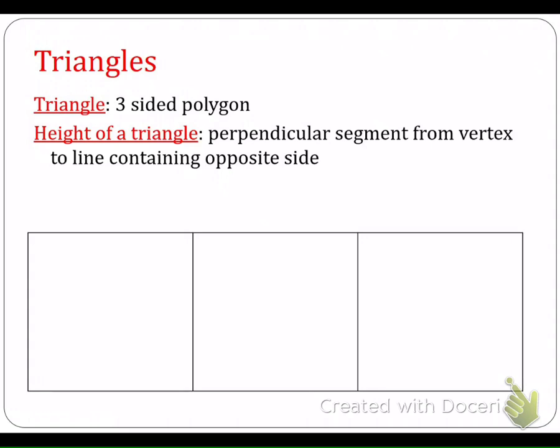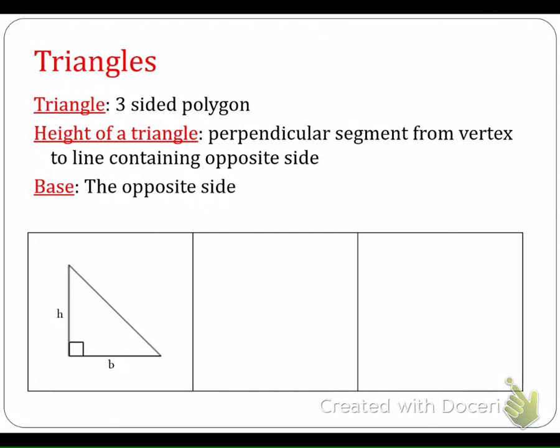But the base is always a side length. The height is not necessarily a side length. Sometimes it is if you're dealing with a right triangle. A lot of times it's not. And then the base is just the other side. So here are the different ways these could look. So you could have a right triangle. These are the easiest ones, I think, because the base and the height are both sides.